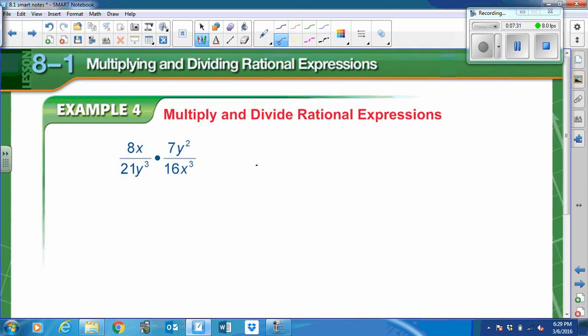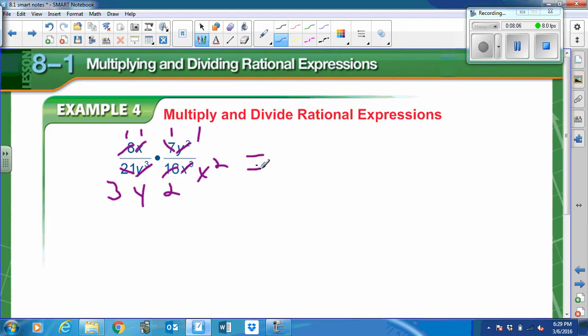And so I see that I have the 8 will go into 16, 8 will go into 16 once, and 8 will go into 16 twice, and 8 will go into 8 once. I see that I have 1x in the numerator and 3 in the denominator, so this will become 1, and this will become x squared. I see that I have a 7 in the numerator and a 21 in the denominator, so I'm going to cancel that and make it 1, and this is going to become 3. And I have a y squared in the numerator and a y cubed in the denominator, so this is going to become 1, and this is going to become y.